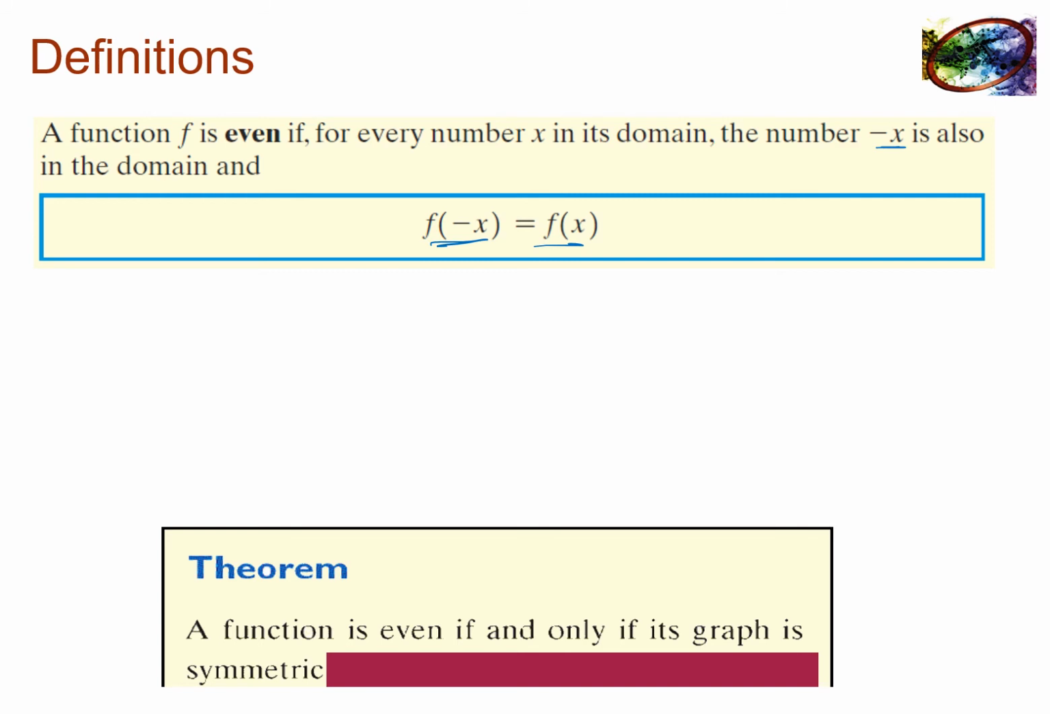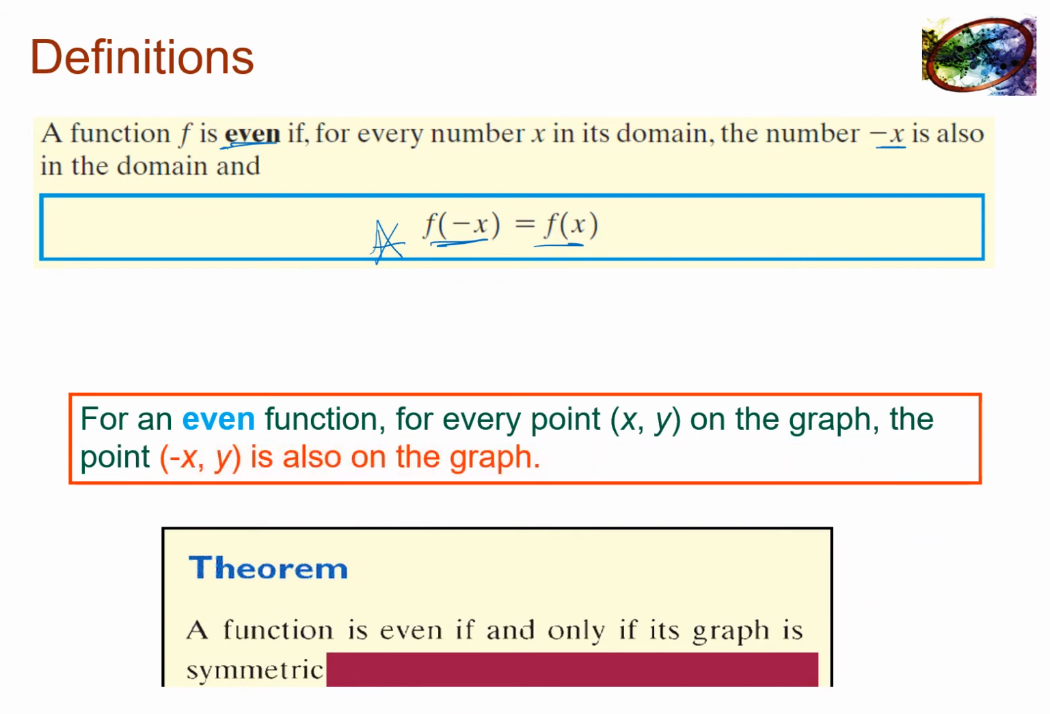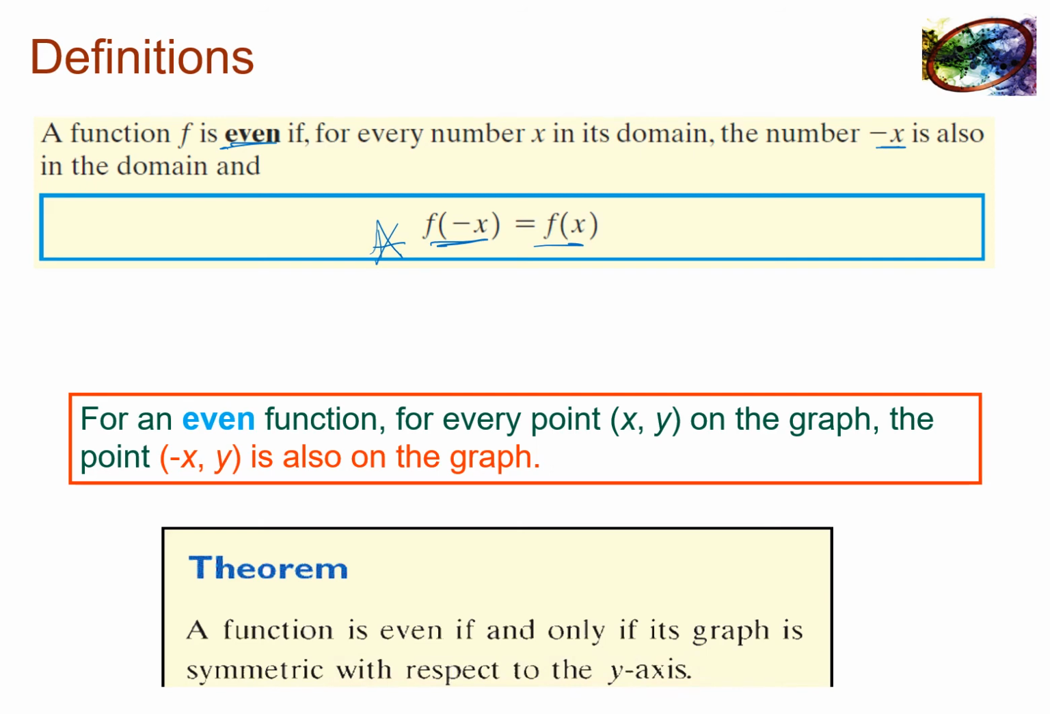If we want a function to be even, it's a very elite category. Actually, many functions are not even, but it has to have this property algebraically: f of opposite of x equals f of x. For an even function, for every point x comma y on the graph, the point opposite of x, y is also on the graph. That was what that previous example was showing. And the theorem then is a function is even if and only if, so if and only if is IFF if you want to learn some fun math abbreviations, the graph is symmetric with respect to the y-axis.